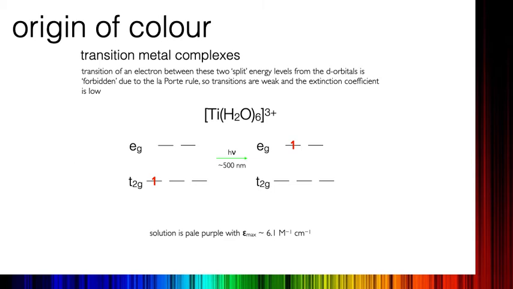This is the same thing we see with copper sulfate. Copper sulfate we think of as blue, but the molar extinction coefficient for copper sulfate is only about 20 per molar per centimetre, so it's relatively low.